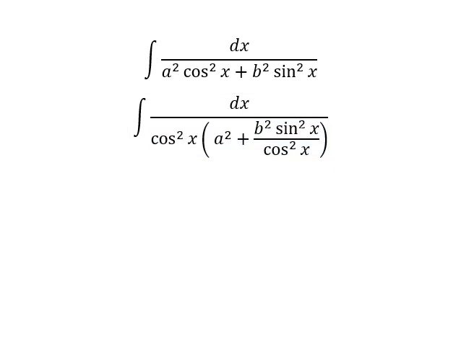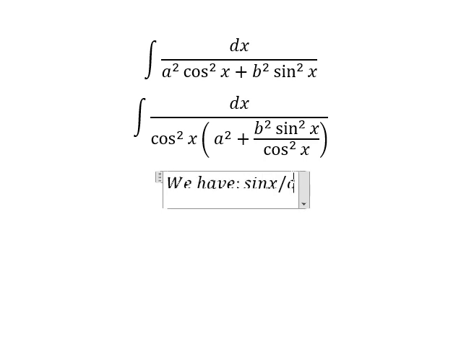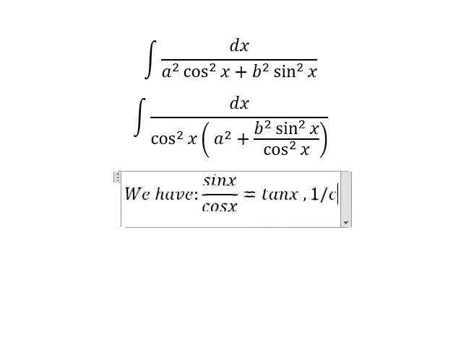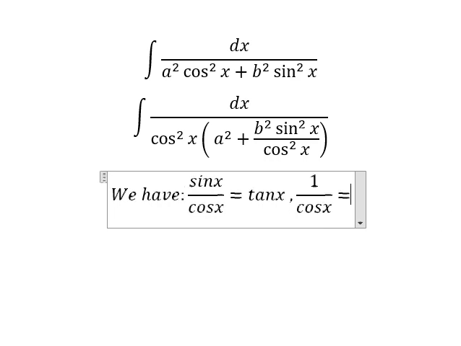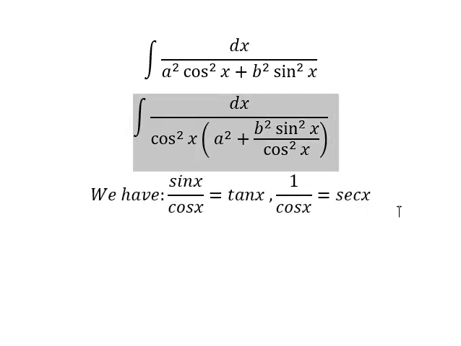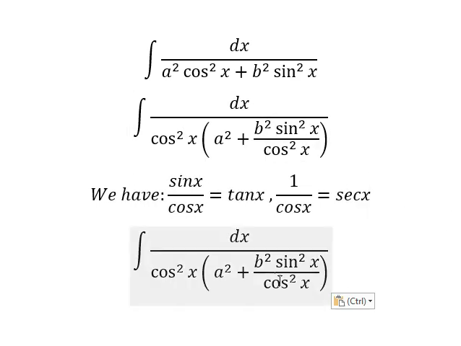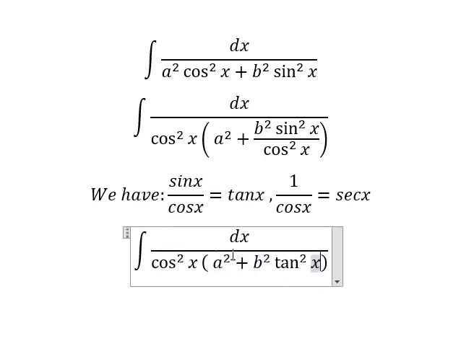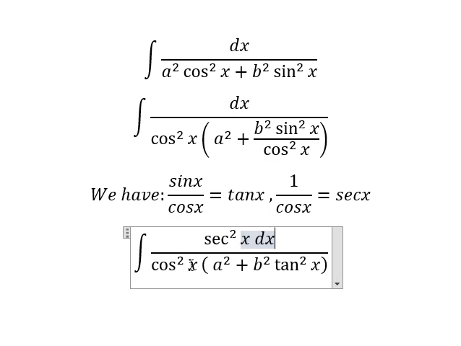Next, we have the formula in here. Sin x over cosine x, that is tan x. 1 over cosine x, that is secant of x. So this one we change to tan x squared. This one we change to secant of x squared in here.